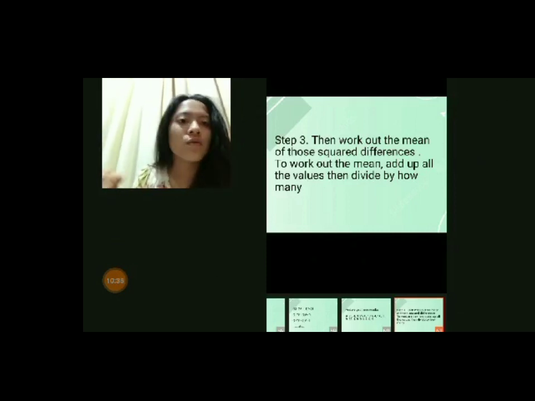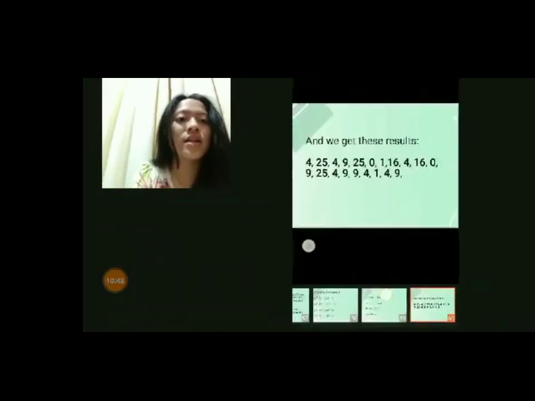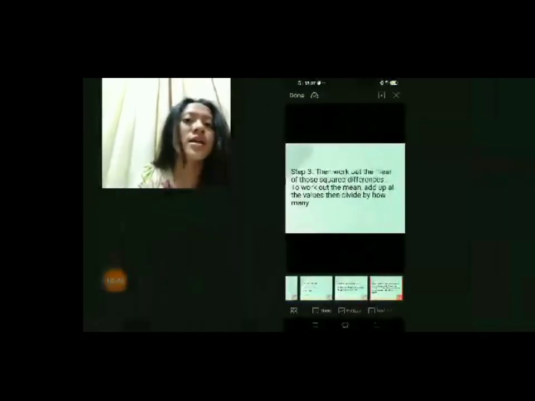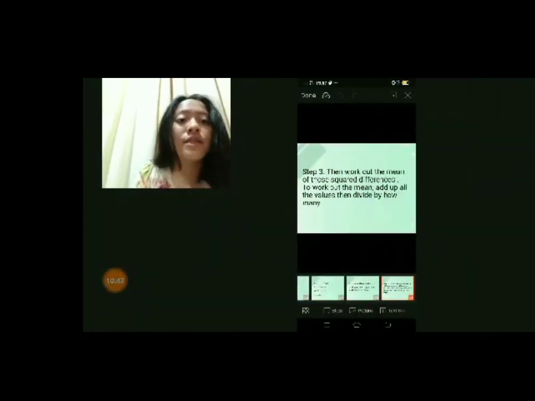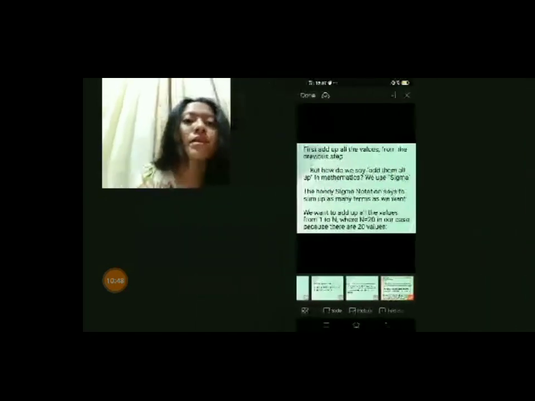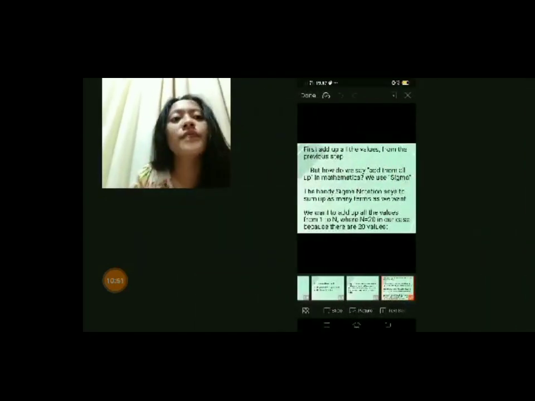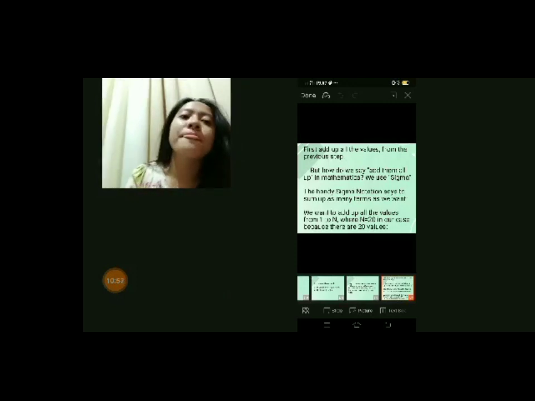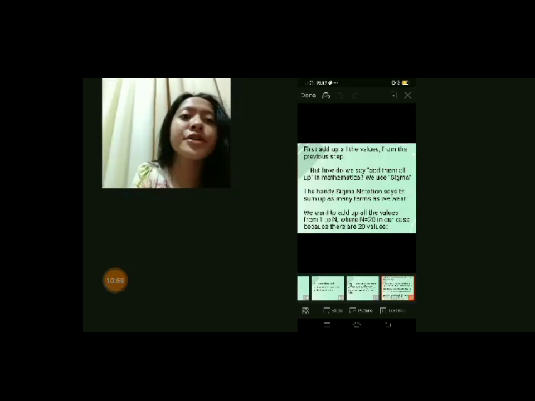divide by how many? We take the mean and we add all the values that we got earlier, and then we divide by how many. So first, add up all the values from the previous step. But how do we say add them all up in mathematics? We use sigma.